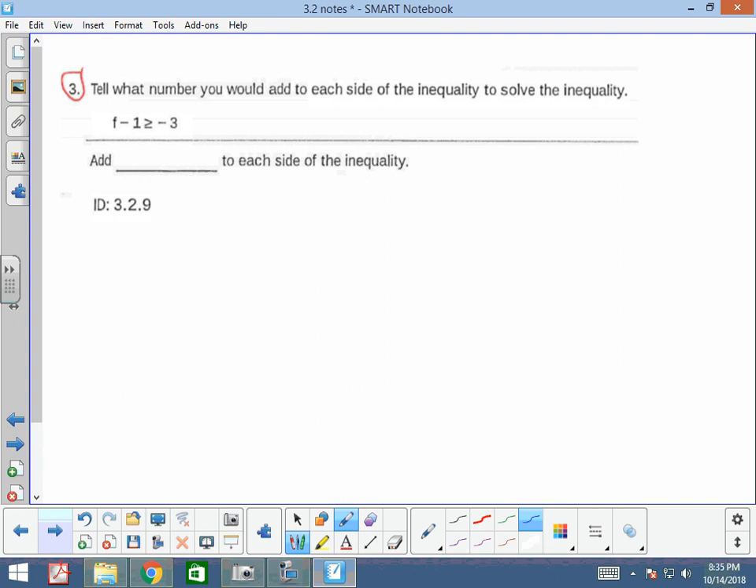All right, number 3 says tell what number you would add to each side of the inequality to solve the inequality. You don't have to show work on this. This is just basically telling what you would do. So we're going to add 1 to both sides. So right here, you're just going to write 1. That was easy, wasn't it?